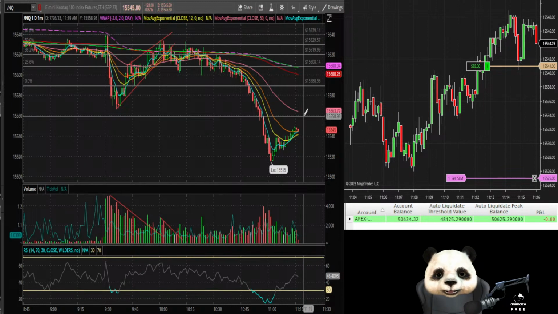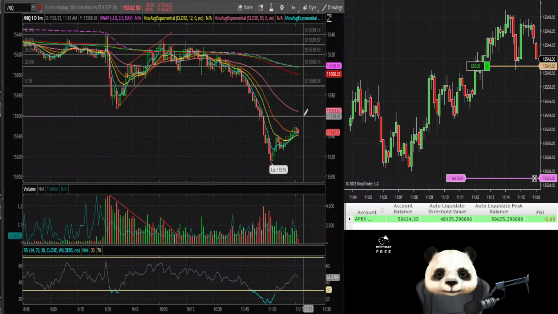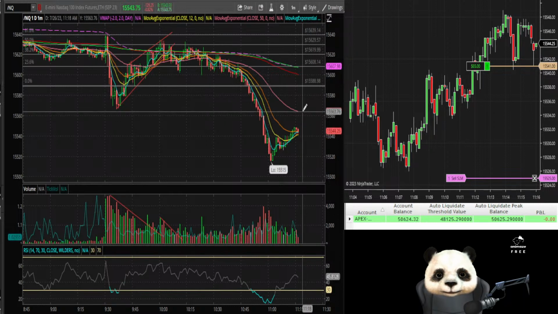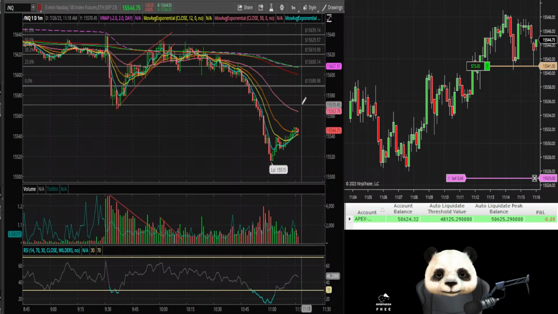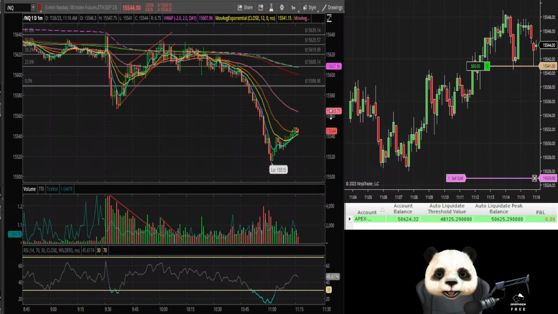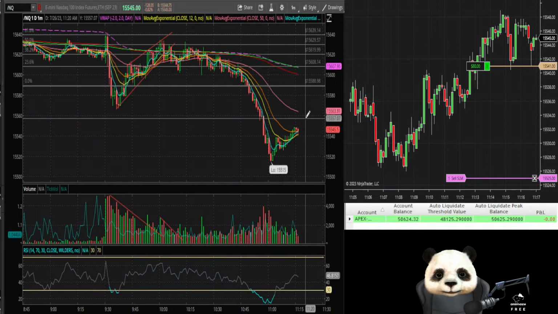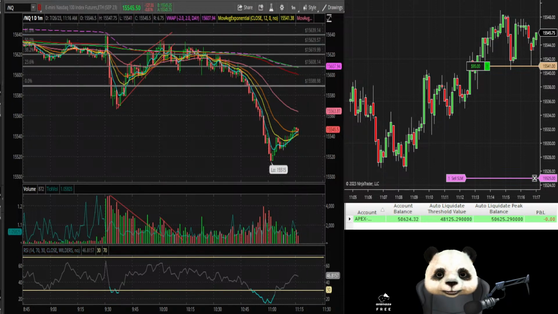I'll be targeting 59, which will put us at about, hmm, figuring out where to target right now. Might just be moving my stop till I see us clear some of this liquidity. I just keep moving my stop up and then take it from there.